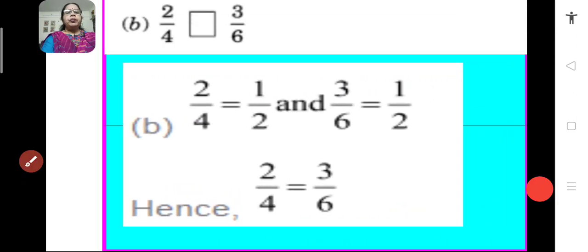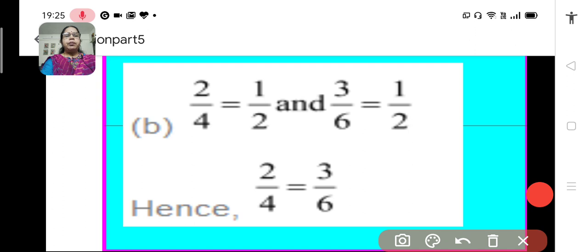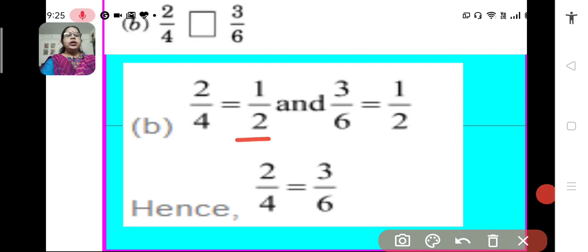Next one, 2 upon 4 and 3 upon 6. When we convert 2 upon 4 into its simplest form, we get 1 upon 2. Similarly, 3 upon 6 when converted into simplest form, we get 1 upon 2. Both are equal. So, 2 upon 4 and 3 upon 6 are equivalent fractions. They are equal.